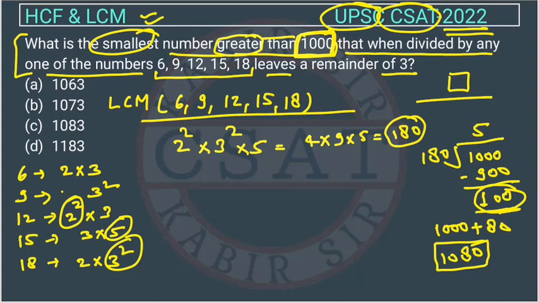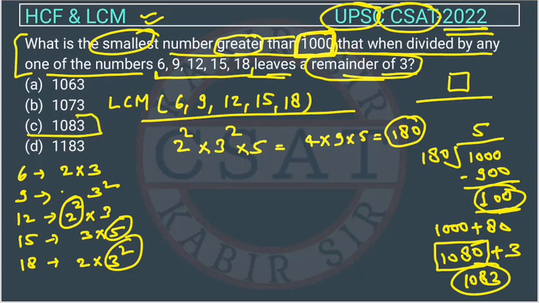But the question is asking that it leaves a remainder of 3. So if we divide the number by these numbers, there will always be a remainder of 3. So it's just simple. We have to add 3 to this, so it will become 1083. So the answer is option C. So this is our answer.